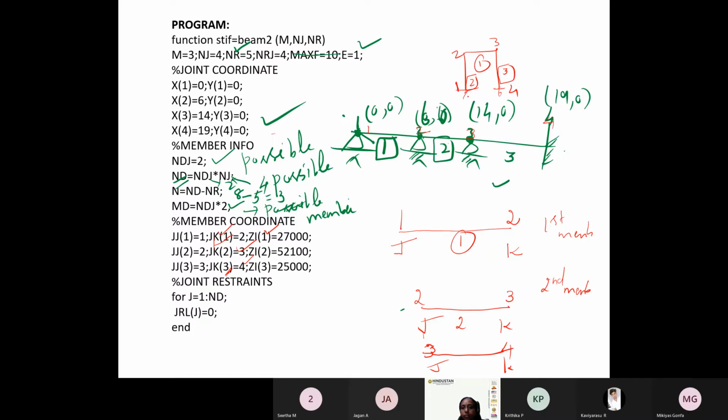So if you take this one, we will take the connectivity. For member 1, the connectivity is 2 and 3. And for member 2, the connectivity is 1 and 2. J is 1 and K is 1.